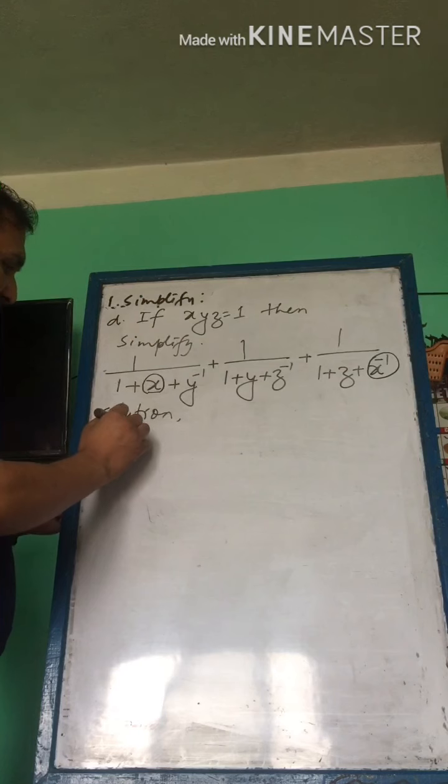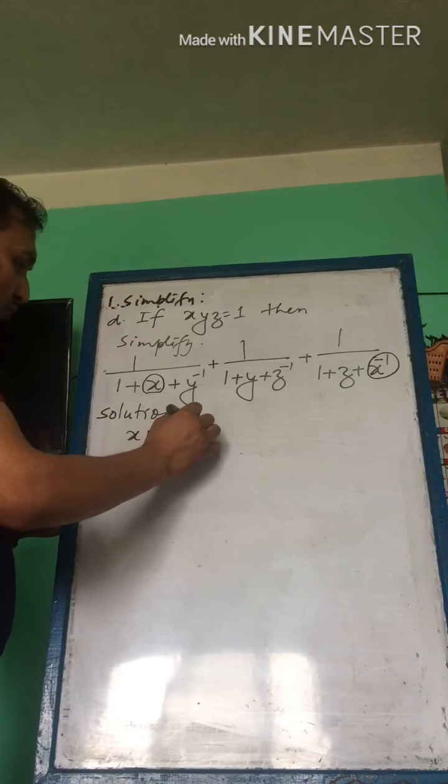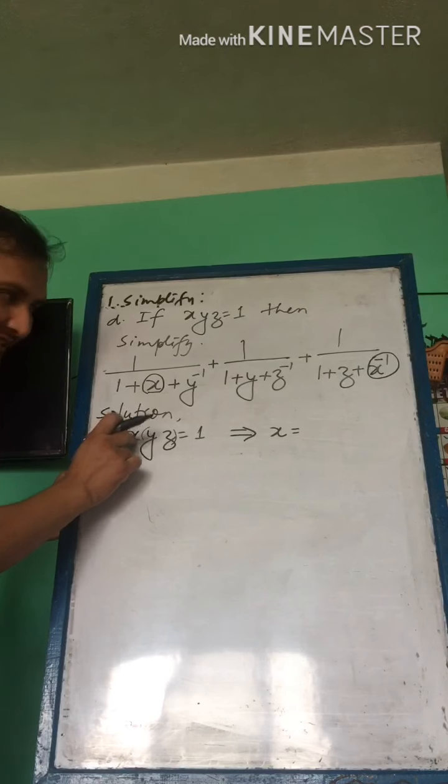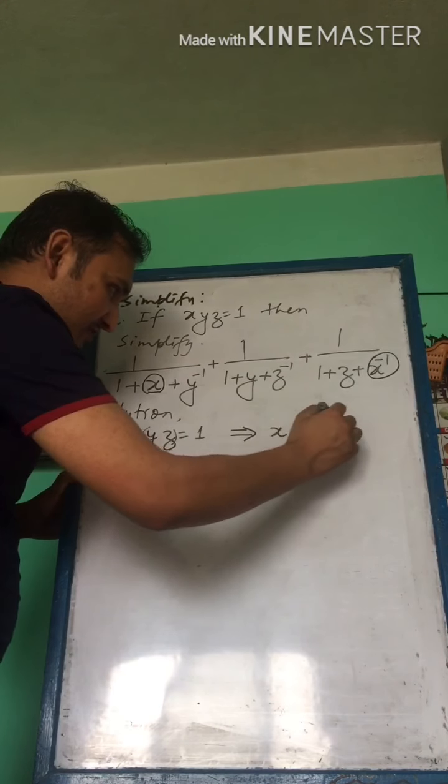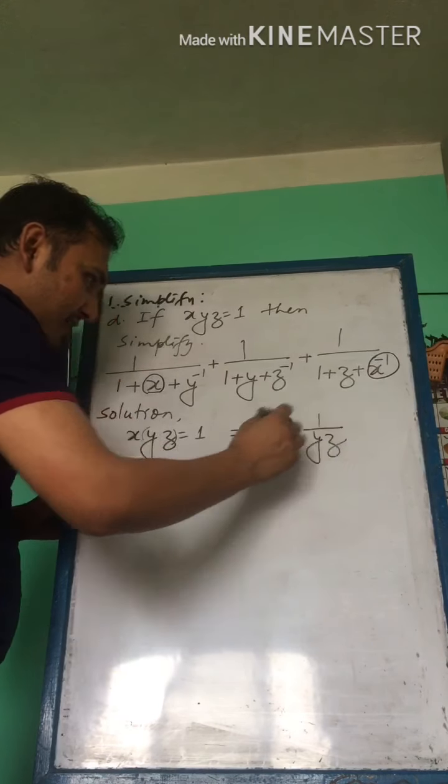For that, let us see the given condition, how we can replace it. xyz equals 1, you know it. Now x will be equal to how much? y and z are in multiplication form with x. When they go to that side, they will go in division form. Now x can be written as 1 upon yz. So x can be written as 1 upon yz. No doubt.